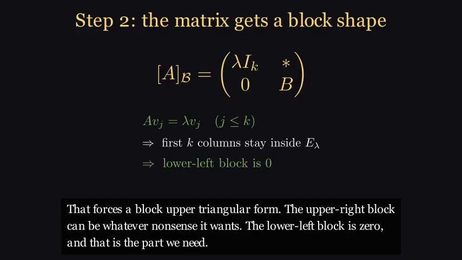That forces a block upper triangular form. The upper right block can be whatever nonsense it wants. The lower left block is 0. And that is the part we need.